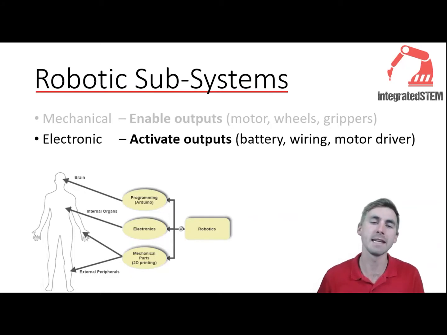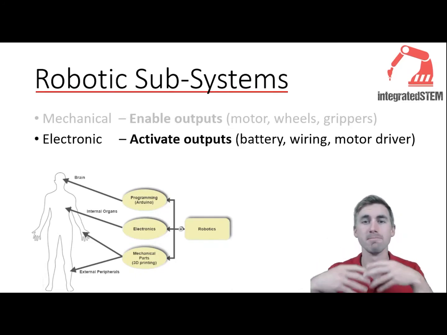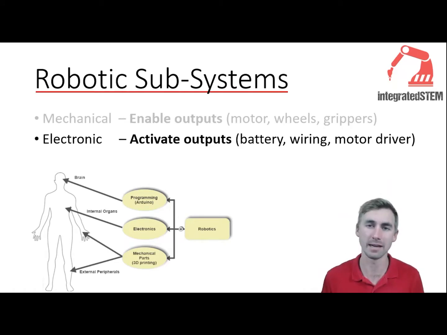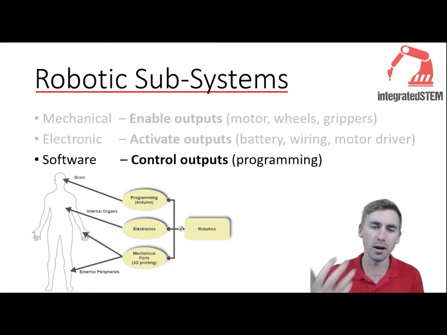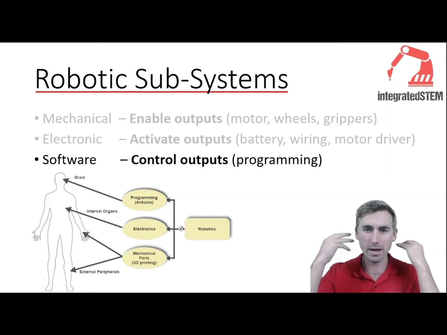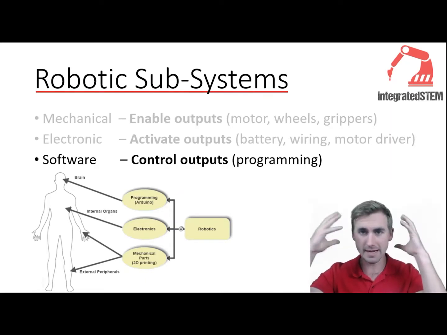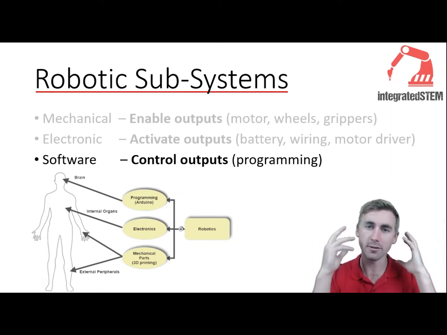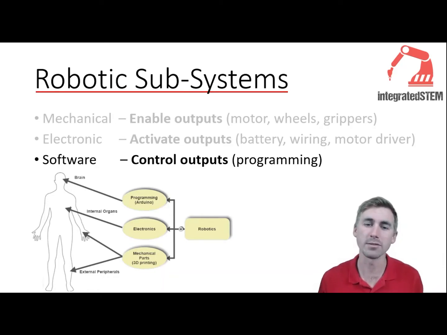So you can think about the electronic system as activating outputs. In robots, these are batteries, wiring, maybe a driver that pumps more electricity into the motor to get it going. And then lastly, obviously, we think about ourselves and we have this processing unit right here called our brain. Now, robots need something similar. They need a way to decide what to do. And so that brain is the control of the outputs or the program that we upload into our robot.